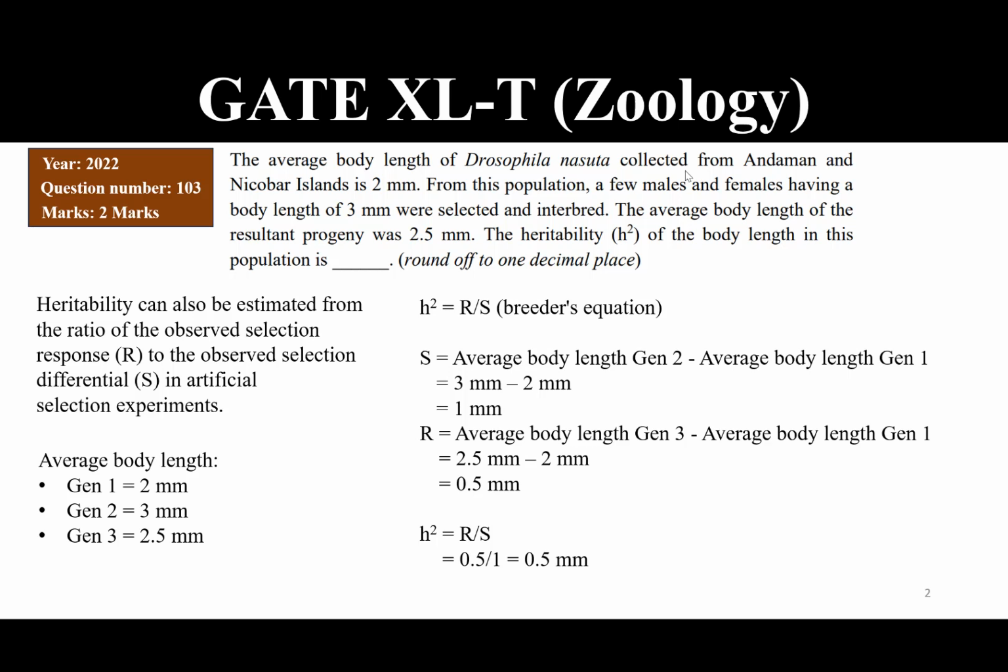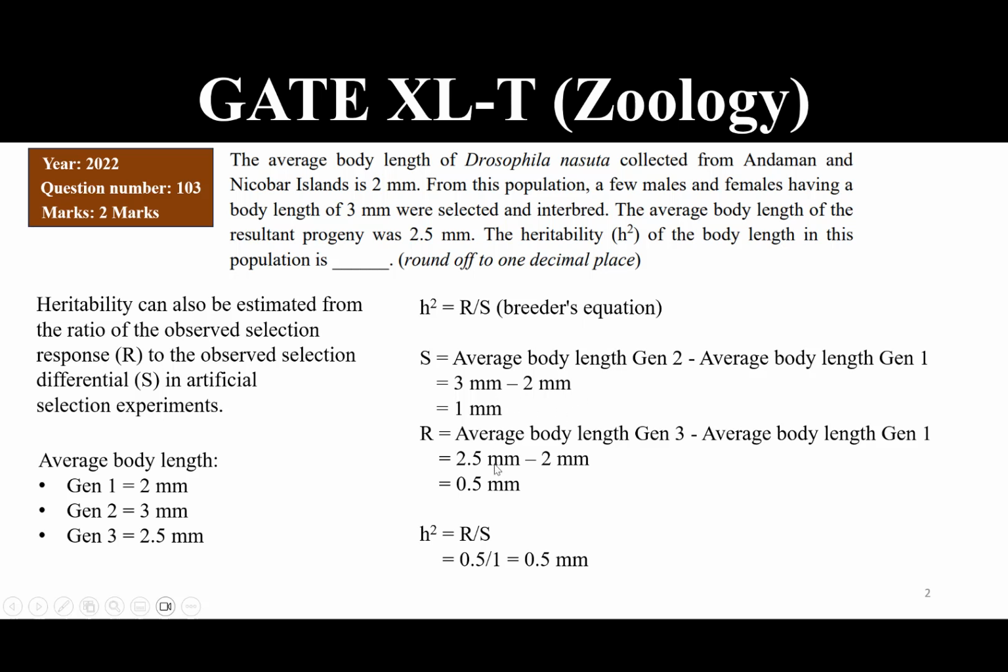So we will now apply the h square, which has already been shown. There is a ratio of R to S. We need to identify which is R and S. And this equation is also called Breeder's equation. Now, S is your observed selection differential. This is the differential on which you are acting at the given time. So, the action is against or for the 3 mm body length. The difference of the body length that we are talking about here is 1 mm, which is the average body length difference between generation 2 and generation 1, which is 1.